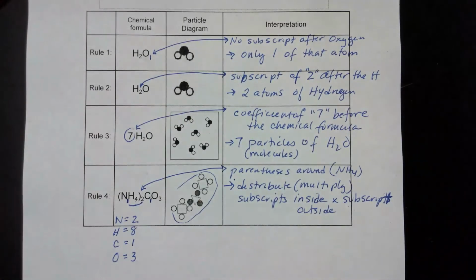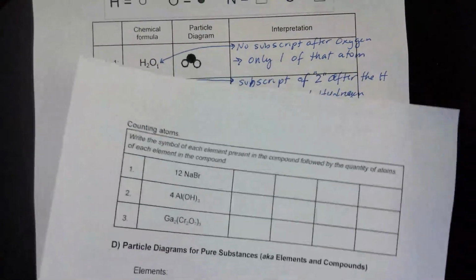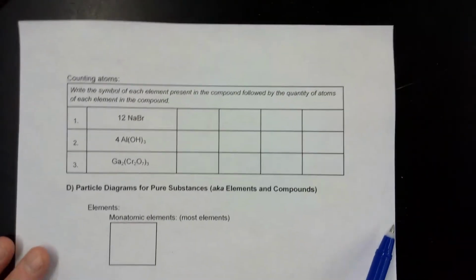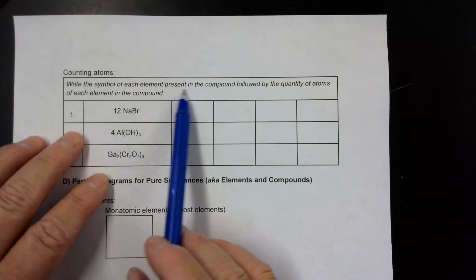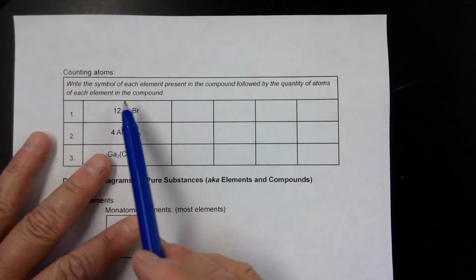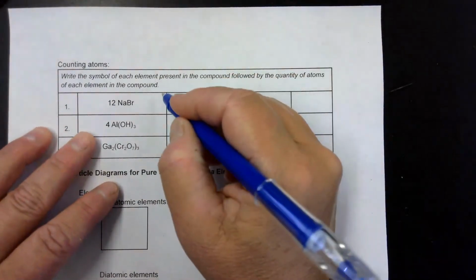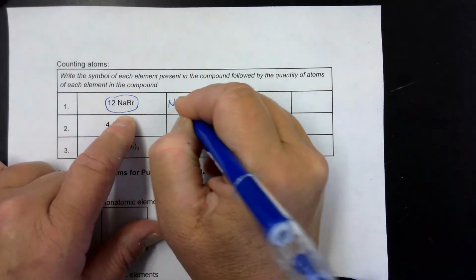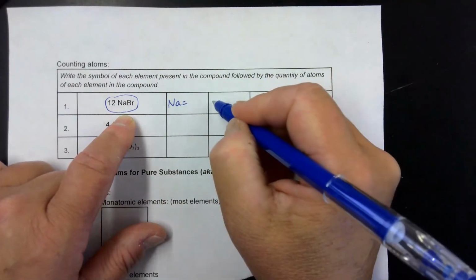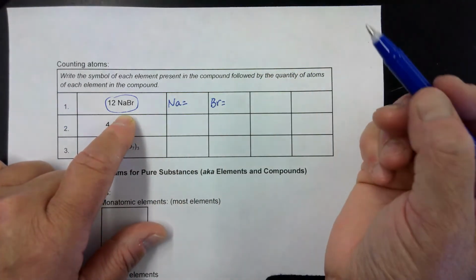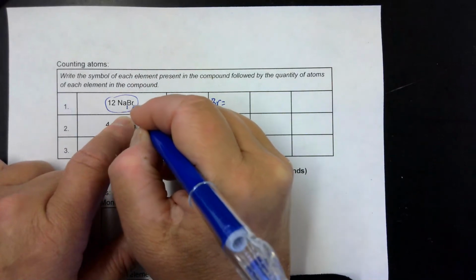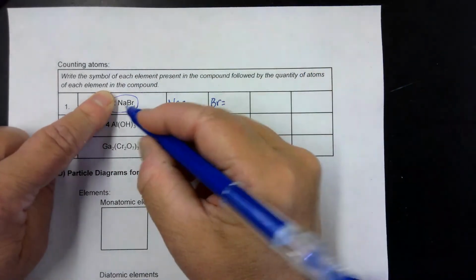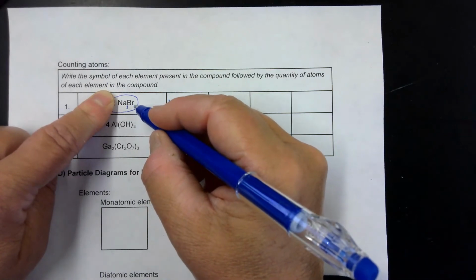All right, so let's take a look at counting atoms. We won't have particle diagrams here, but let's take a look. Write the symbol of each element present in the compound, followed by the quantity of atoms of each element in the compound. So we're going to count up in this representation, how many sodium atoms are there? How many bromine atoms are there? Well, within the chemical formula, there's 1 of each. If I'm ignoring this coefficient for the moment, there's just 1 sodium and there's 1 bromine.